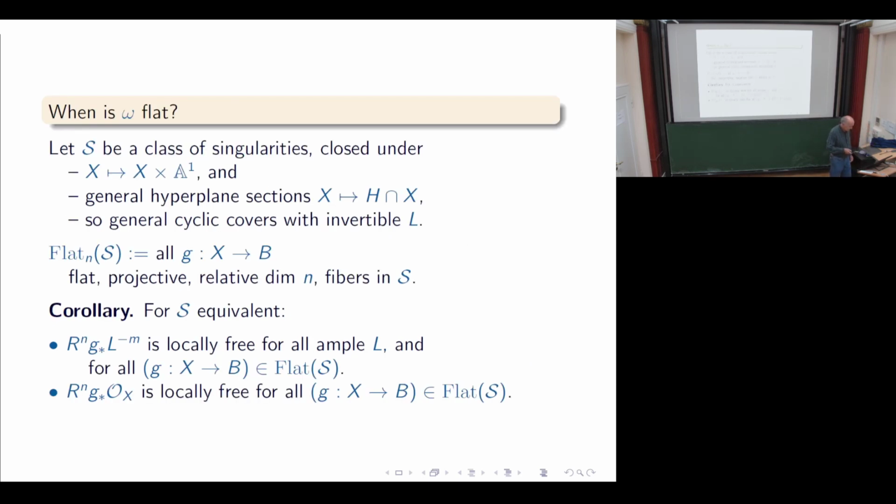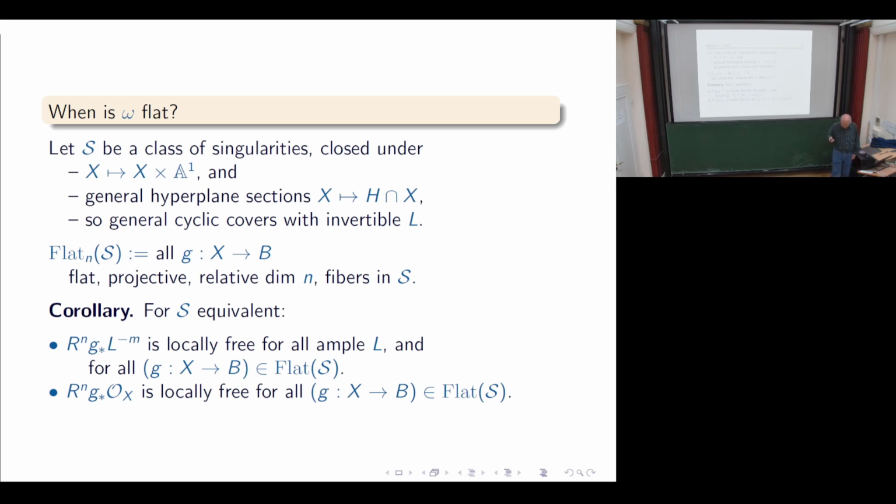Okay, and so now let's make it into a formal statement. So let S be a class of singularities. I take two very minor assumptions. One is that if X has singularities in S, then if I multiply it with A1, it still has singularities in S. And the other is that the general hyperplane section of X also has singularities in S. This holds for probably any class of singularities that you have heard about, maybe not, but it holds for many. Now this means that the general cyclic cover also has singularities in S.